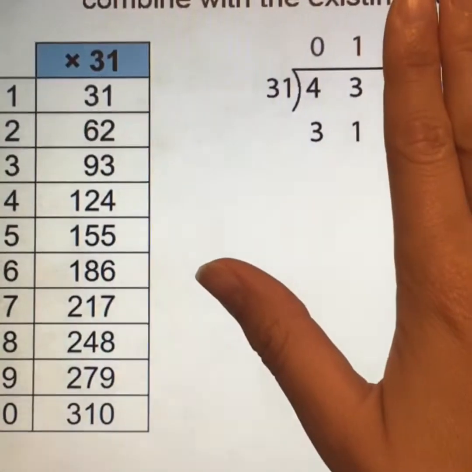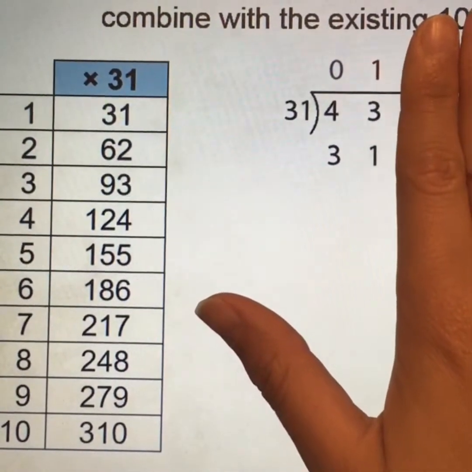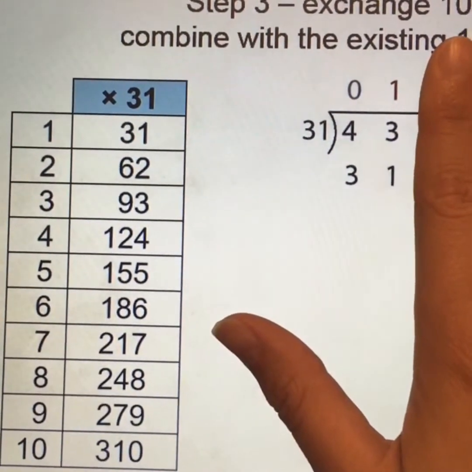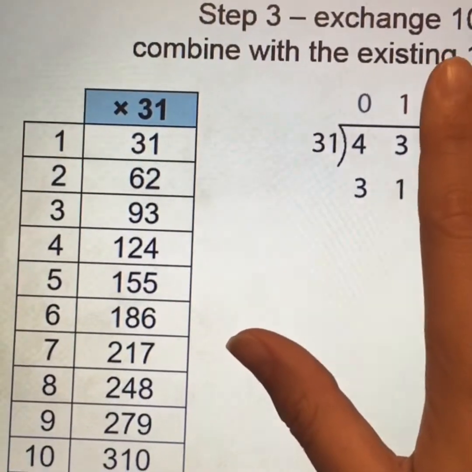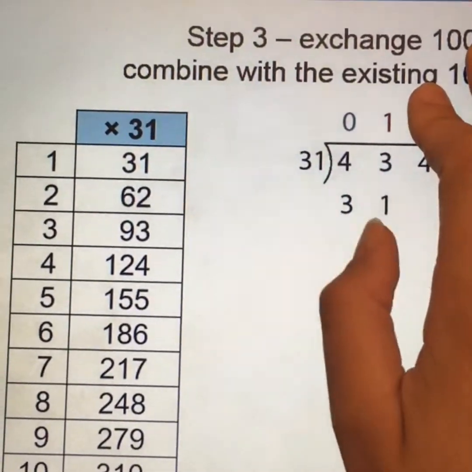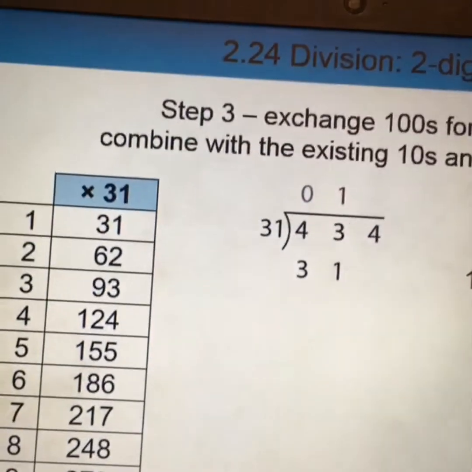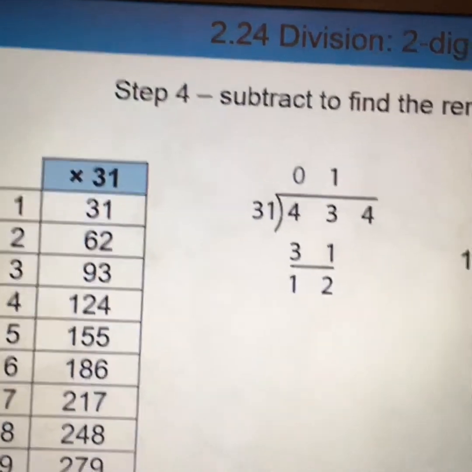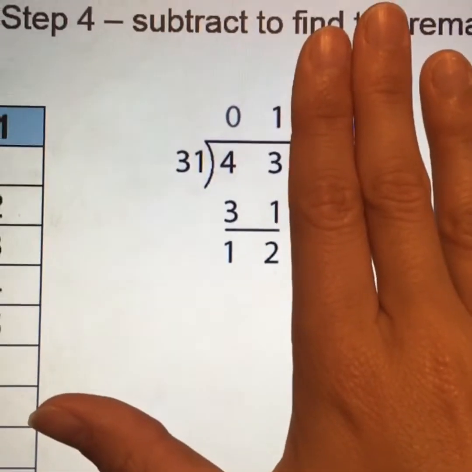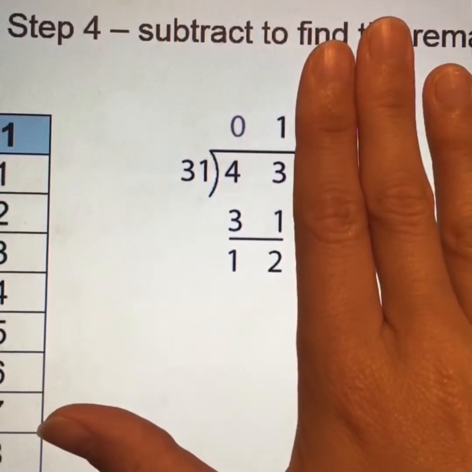Now, how many 31s go into 43 tens? Well, 1 does, exactly as we saw before when we did short multiplication. So we can put this 1 up here, but we also write 31 tens underneath it, making sure we've got our place value. When we've done that, we then take away these numbers to find the remainder that you're going to rename.